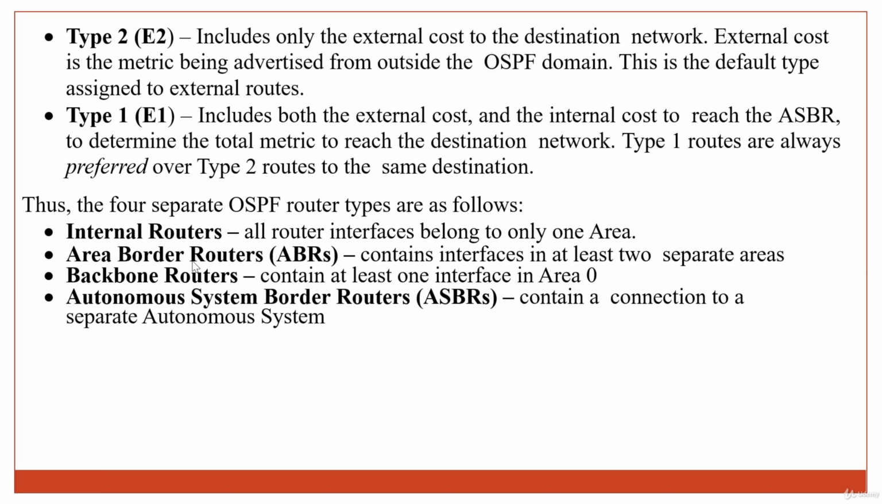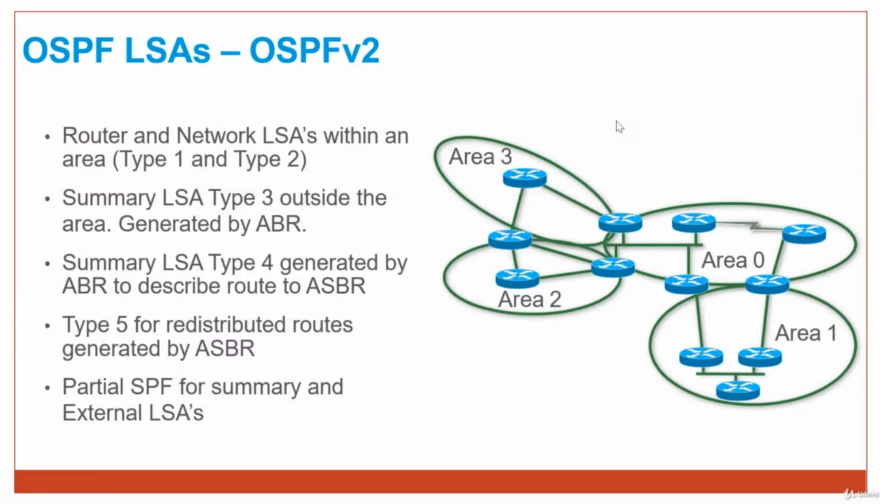So in summary, here you can see that you have internal routers, that all router interfaces belong to only one area. You have ABR, you have ASBR, you have backbone router that is inside area 0. Okay, so this is the baseline summary for the OSPF routing protocol. In the upcoming sessions, we will learn more about OSPF terminologies, and we have to perform the lab as well.